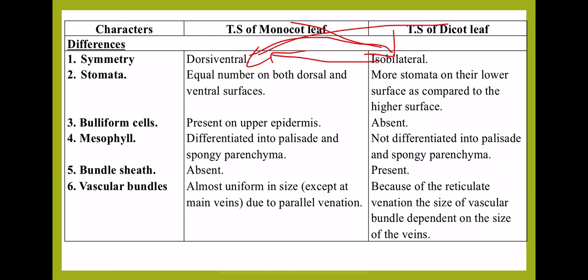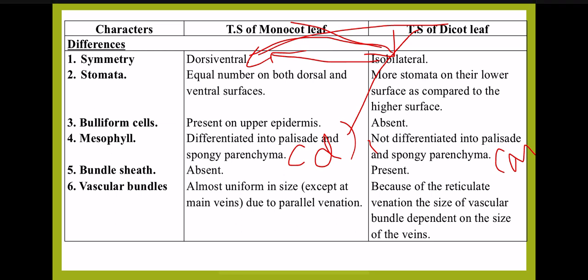Mesophyll is differentiated into palisade and spongy parenchyma in the dicot leaf, and not in the monocot. And bundle sheath is absent in the monocot leaf, present in the dicot leaf. Vascular bundle is almost uniform in size due to parallel venation in the monocot, whereas in the dicot the vascular bundle depends on the size of the veins.